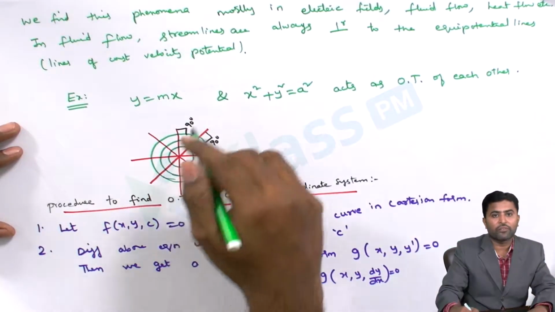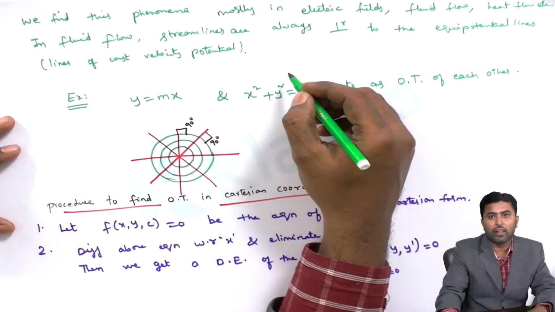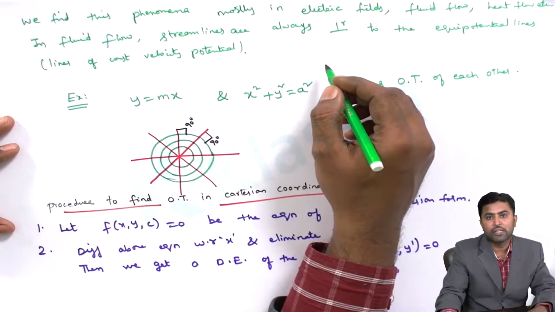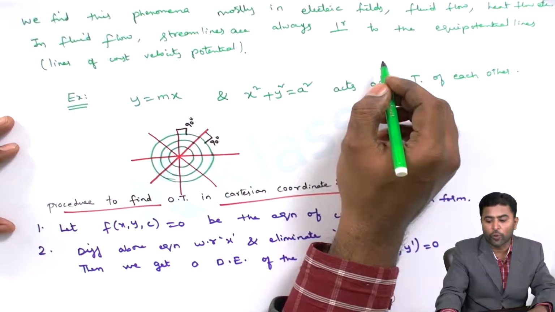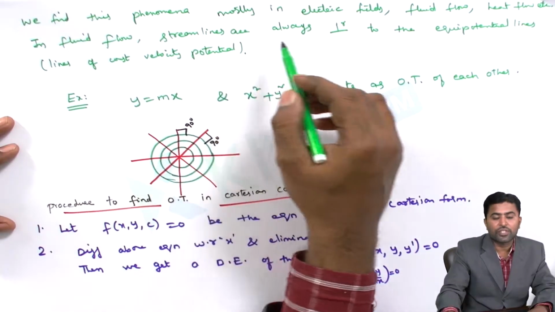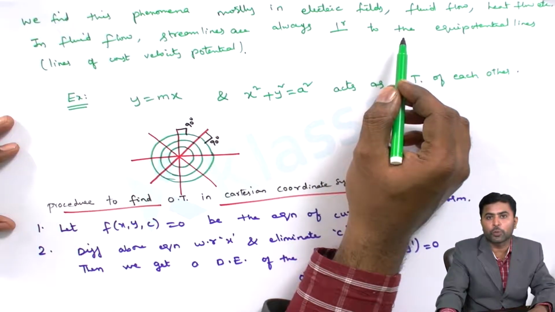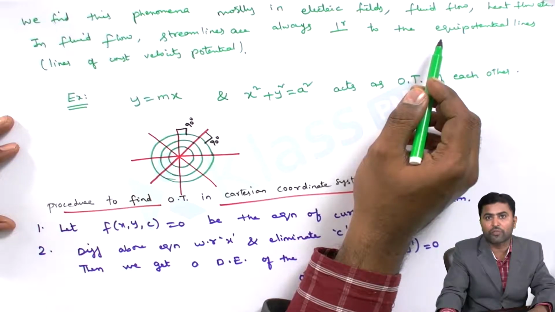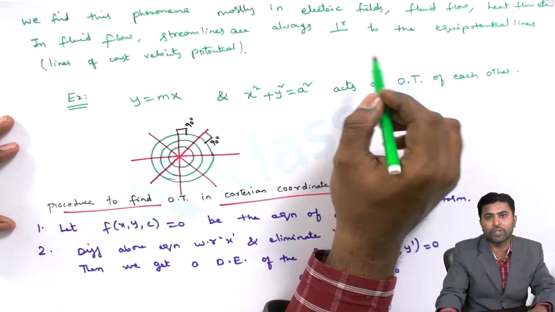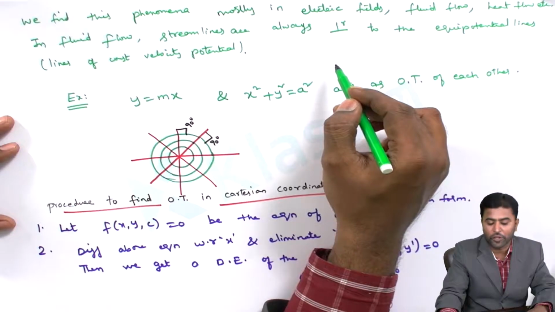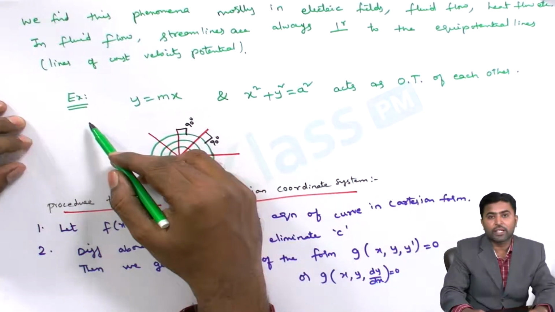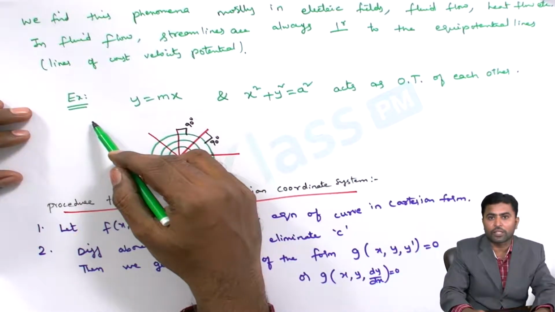We find this particular phenomenon in engineering, like electric fields, heat flow and fluid flow. In fluid flow, the streamlines will always be perpendicular to equipotential lines, or we also call them the lines of constant velocity potential. We will see an example of orthogonal trajectories.